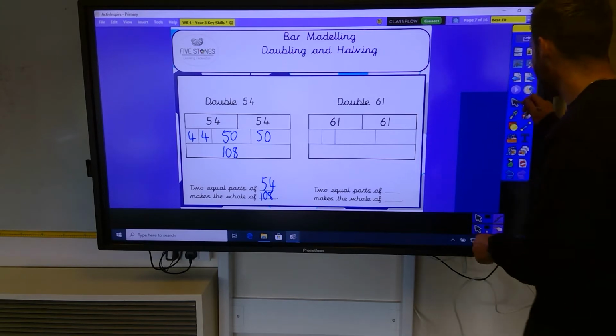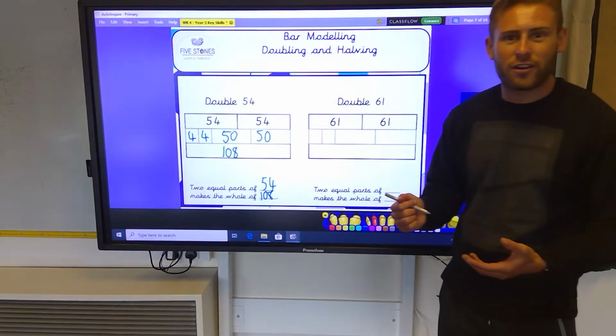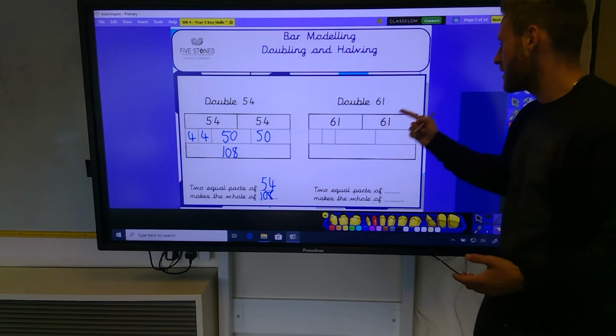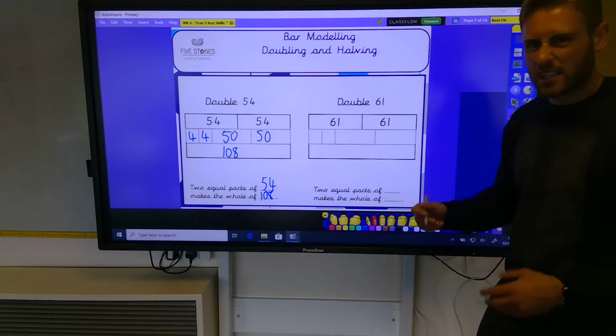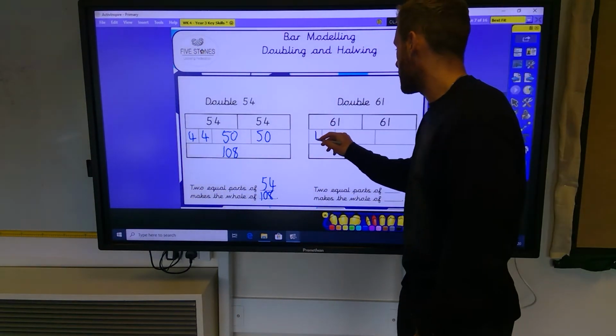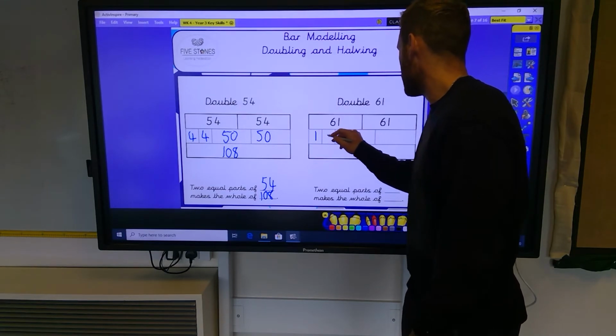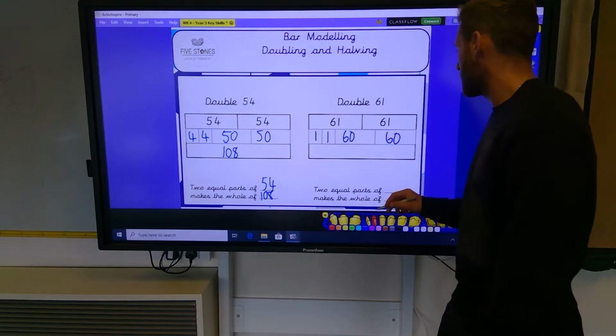Right, year 3, I'm back in. So double 61. How does it look? Yes, 2 equal parts of 61. Let's partition them off into easier parts. 1 and 60, 1 and 60.